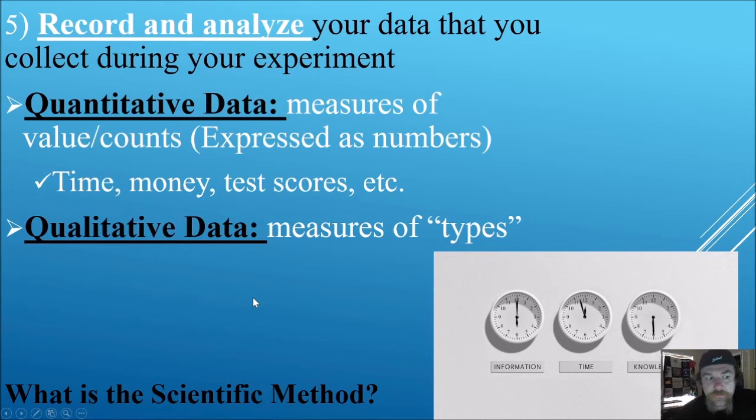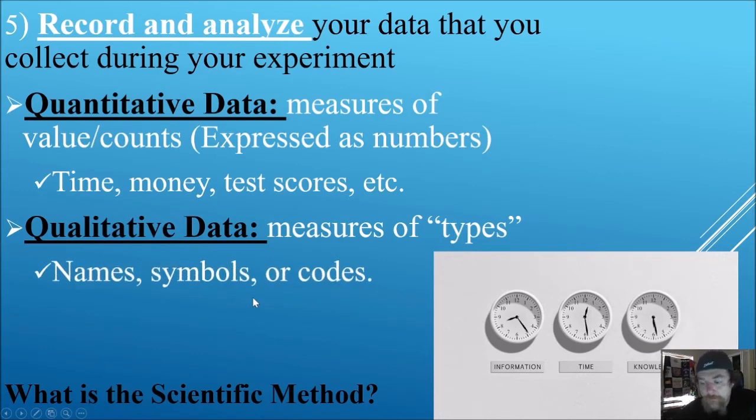Your qualitative data are types. So a name, this type of grass versus this type of grass. Or maybe you give somebody different amounts of money, you measure their mood. Are they happy? Are they sad? Are they confused? Their amount of money is going to be a quantity, but their mood, that's going to be a quality. So that's qualitative. So if you have something to write down that is a quantity, it's quantitative data. If it is a quality of something like a color, that's going to be qualitative.